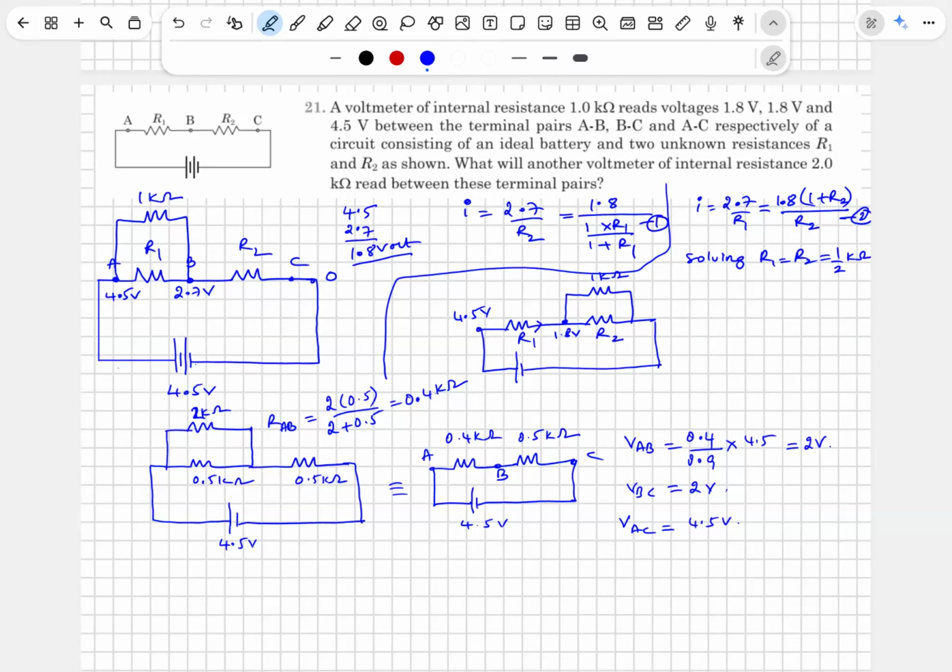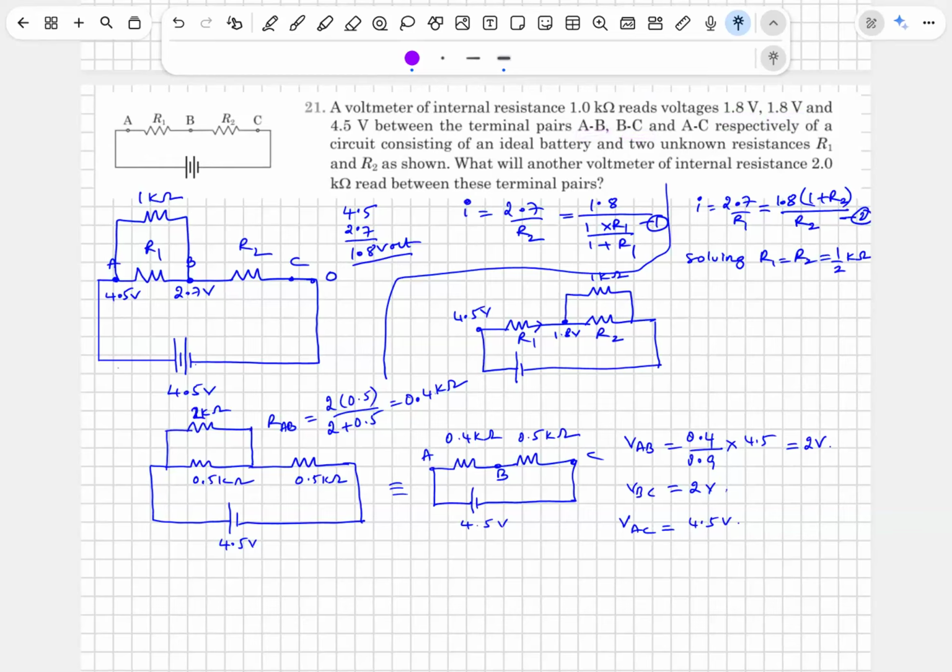Next. Now, in this, try to see what is that they have given. A voltmeter whose internal resistance is less; physics, more of mathematics in this calculation part. Voltmeter of internal resistance 1 kilo ohm reads 1.8 volt, 1.8 volt, and 4 volt between the terminals AB, BC. How is it possible? How can it measure across AB, across BC 1.8 and 1.8 volts?